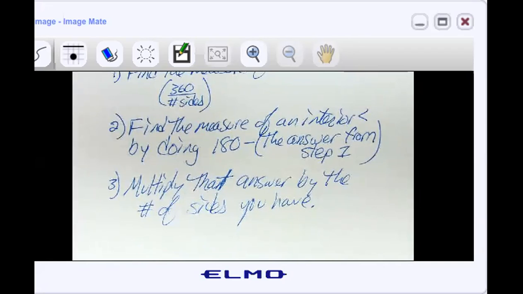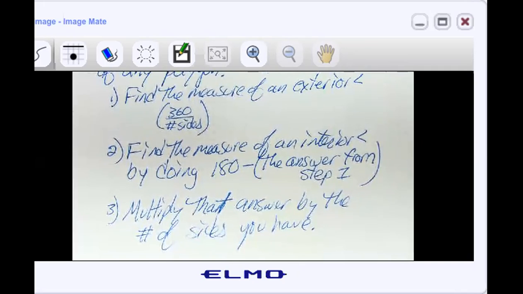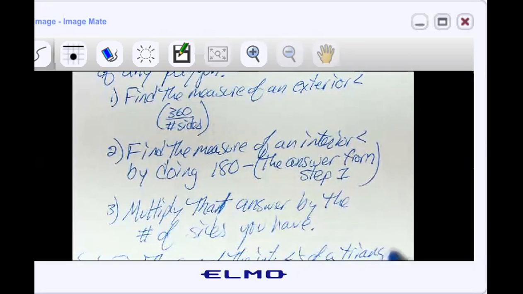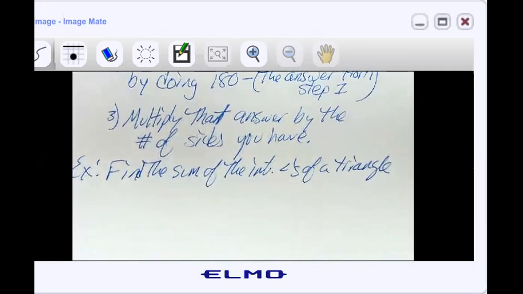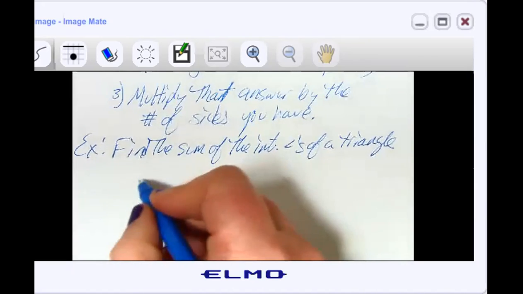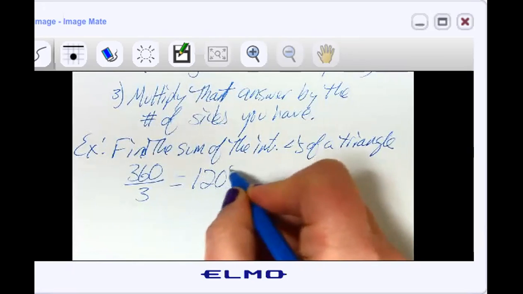So let's start by doing one that we know. I know that the three angles in a triangle add up to be 180. So I already know the answer to this, but let's pretend that I didn't. Let's go through these steps and just make sure that it actually does work. Okay, so find the sum of the interior angles of a triangle. Again, obviously in real life, you would never do this because you already know the answer is 180, but pretend you didn't. All right, so step one says find the measure of an exterior angle by doing 360 divided by the number of sides. So in this case, that would be 360 divided by 3, which means I get 120 for an exterior angle.